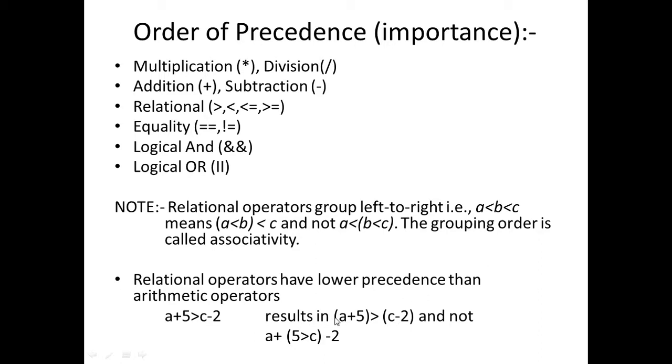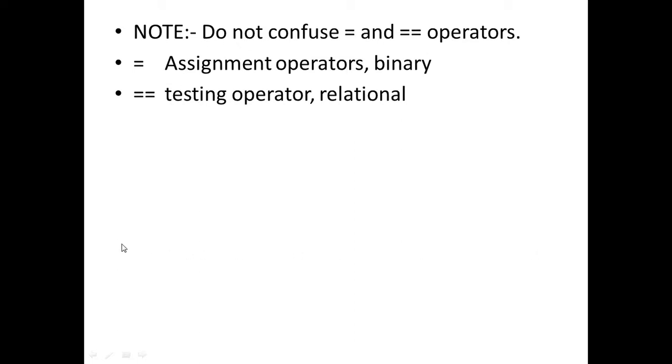So A plus 5 will be done first, and also C minus 2. It will not check whether 5 will be greater than C or not. They will do this first and then they will do the work of relational operators. Okay, so this we have discussed.